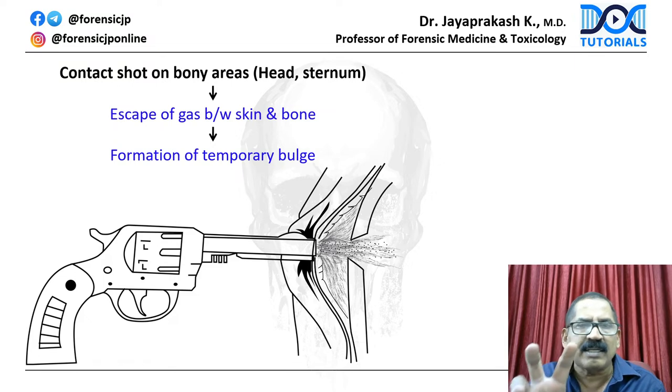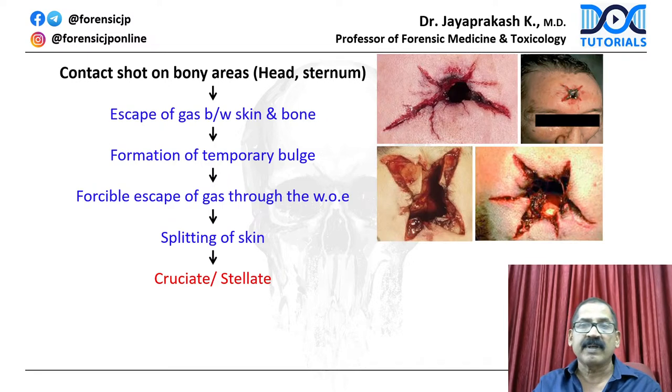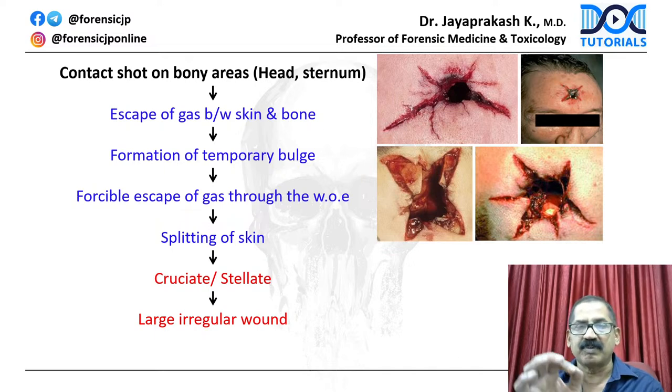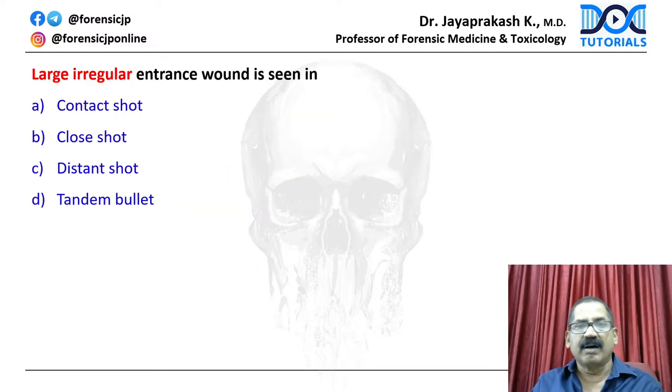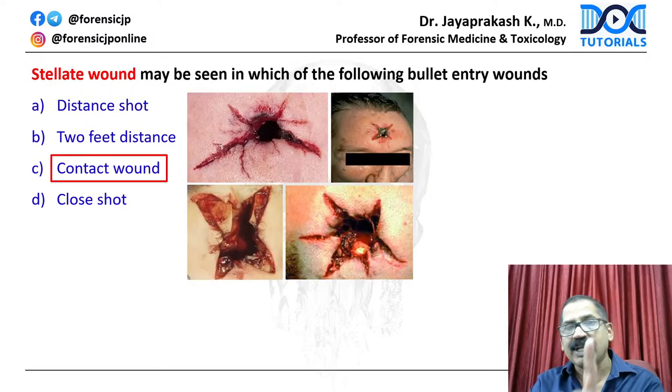The gas collected in the bulge tries to escape through the same wound of entry, which gives rise to splitting of the skin, which gives rise to a stellate shaped or cruciate shaped or irregular shaped wound of entry. Otherwise, as I told, it may be circular or ovoid. But here, it will be irregular, cruciate, and that gives rise to a large irregular wound. Okay, that is regarding the rifle, firearm wound ballistics on the skin. A large irregular traverse wound is seen in a contact shot. A stellate wound is seen, again, in a contact wound.